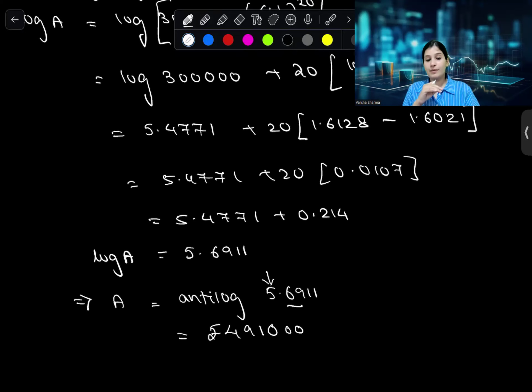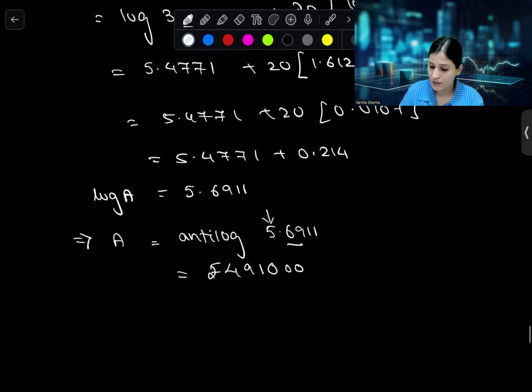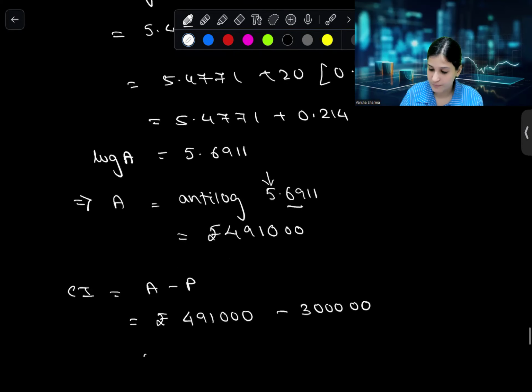This is the amount, but what they asked us to find was compound interest. What will we do? Compound interest will be amount minus principal. 491,000 minus 3 lakh is 1,91,000. It will differ from the book answer, no? And this is the exact answer.